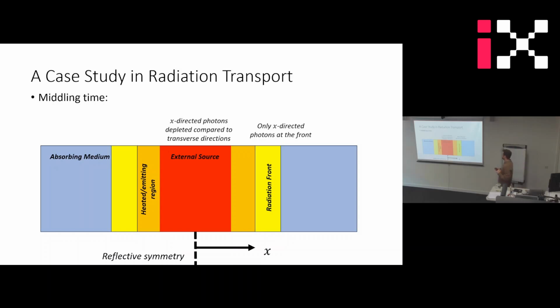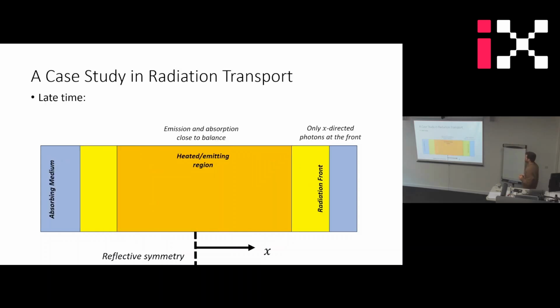So we're going to have this sort of layered structure where there's the most number of photons in the middle, and then it decays outwards. And then at the late time in this test case, this external source of photons turns off and the thing is just allowed to relax.